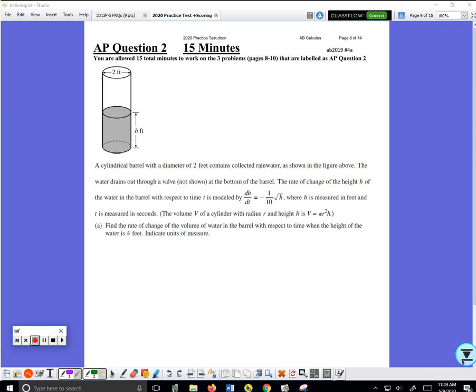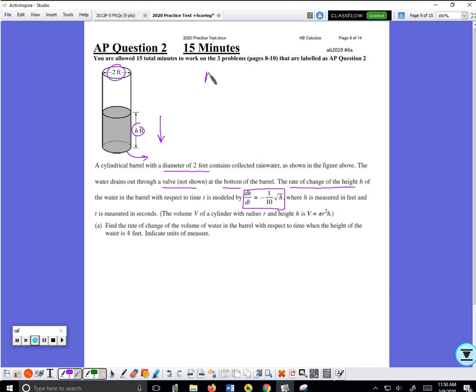Okay, a cylindrical barrel with a diameter of 2 feet. Got it? It collects rainwater. The water drains out through a valve not shown at the bottom. So we've got water coming out here. The rate of change in the height of the water: this height is going to go down as the water is draining out. The rate of change of the height is this.